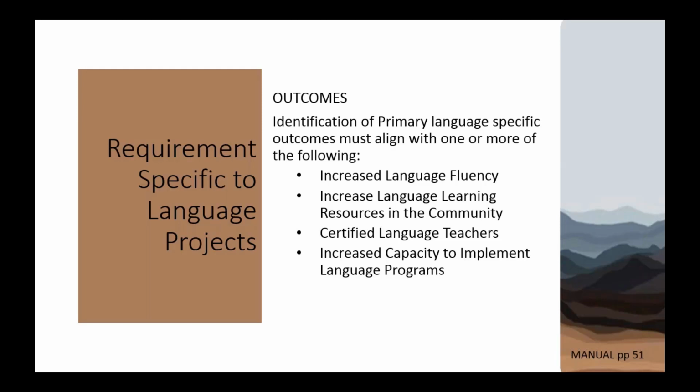So when you're writing your objectives for your language project, you're going to choose one of these outcomes for it. It's nice and easy. It's already chosen for you. And that is element 16 under P&M and EMI, for your information.